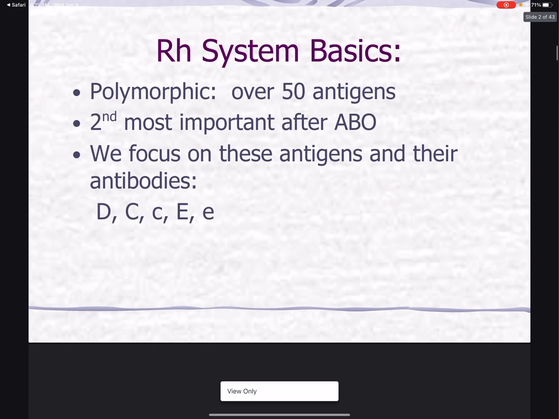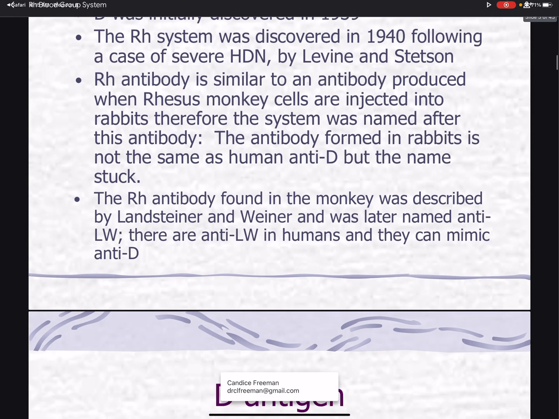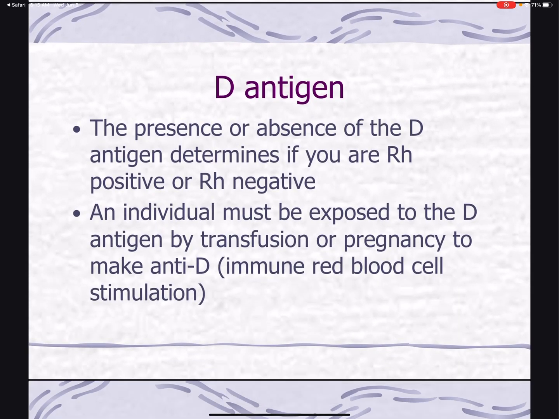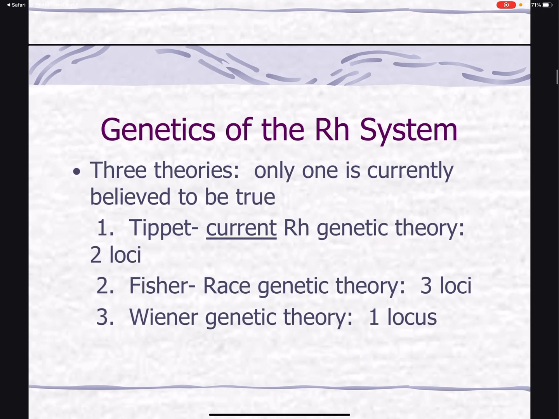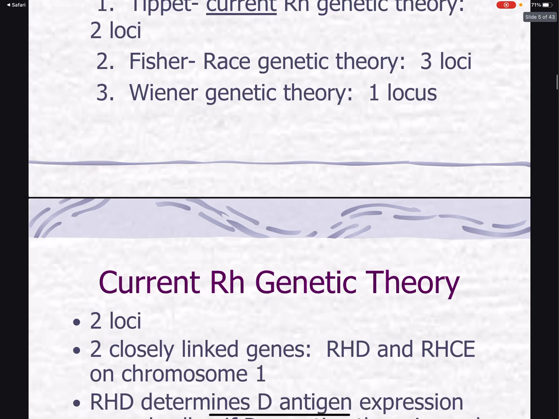Yep, we went over these pretty much in your notes yesterday. I told you the history doesn't really matter. The D antigen is the antigen that tells you if you're Rh positive or Rh negative. It is very immunogenic, meaning that it will elicit an antibody. As far as the genetics of the Rh system, we're going to talk about the Fischer race and the Wiener. Tippett, I'm really not worried about Tippett, and in fact, I'm really not worried about all 3 of these, but you do really need to know Fischer race and Wiener.